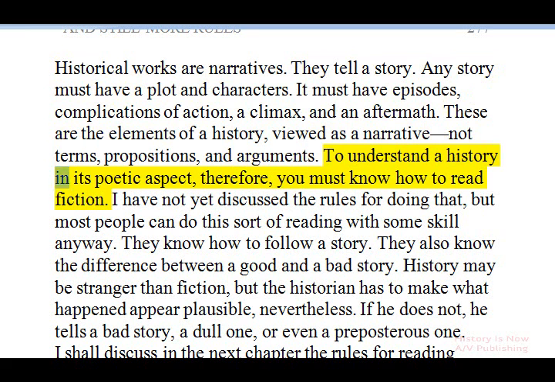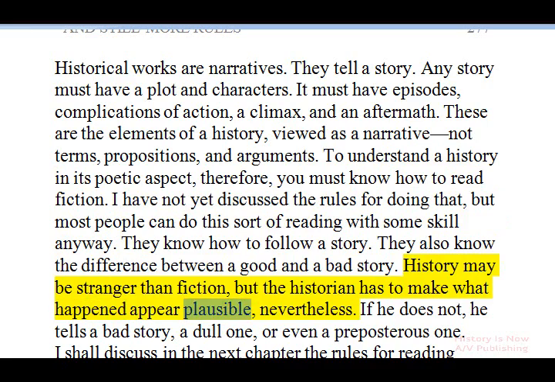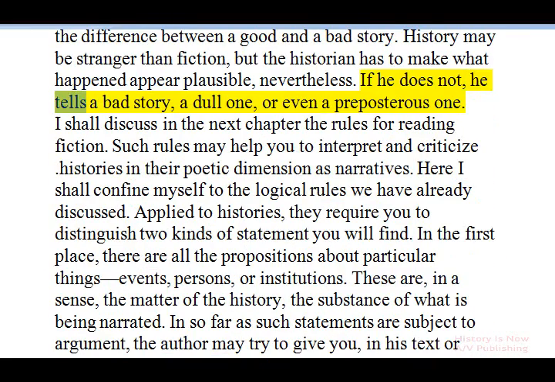To understand a history in its poetic aspect, therefore, you must know how to read fiction. I have not yet discussed the rules for doing that, but most people can do this sort of reading with some skill anyway. They know how to follow a story. They also know the difference between a good and a bad story. History may be stranger than fiction, but the historian has to make what happened appear plausible, nevertheless. If he does not, he tells a bad story, a dull one, or even a preposterous one. I shall discuss in the next chapter the rules for reading fiction. Such rules may help you to interpret and criticize histories in their poetic dimension as narratives.